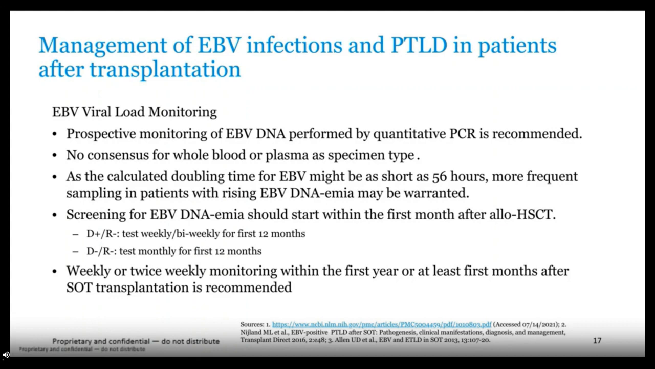Our lab, in the last year and a half, switched from whole blood to plasma as a specimen type, and it was sort of a welcome change by the clinicians because they weren't bothered by us reporting persistent low levels of EBV DNA in whole blood. The calculated doubling time for EBV is as short as 56 hours, but longer than CMV. So this kind of gives you some basis for frequent monitoring in patients with rising EBV DNA levels in the blood.